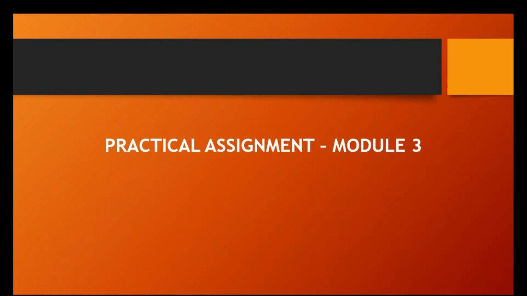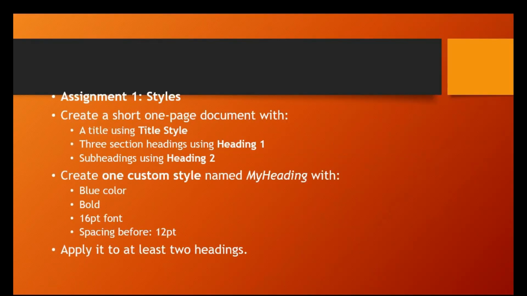Module 3 Practical Assignment. Complete the tasks below to reinforce your skills. Create a short one-page document with a title using Title style, 3 section headings using Heading 1, and then use subheading using Heading 2. Also create one custom style named My Heading with blue color, bold, and 16-point font size. Add a spacing of 12 points to it. Then apply at least 2 headings.